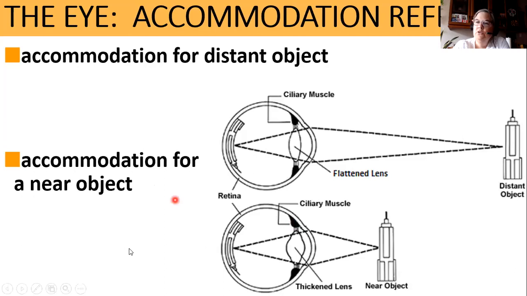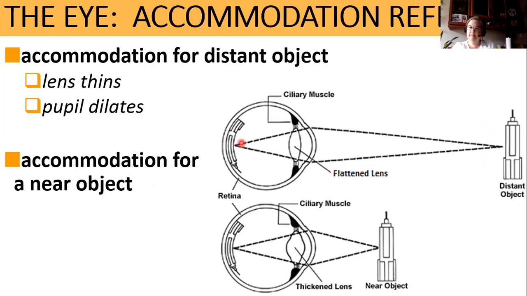So when I'm trying to focus on something that's far away, my lens flattens out. Okay, so that's what I'm seeing here. As I'm looking at something that's far away, my lens has to be flatter in order to focus that image right on the fovea centralis. The other thing is my pupil dilates. So those are the two things that happen in order for me to see something far away.